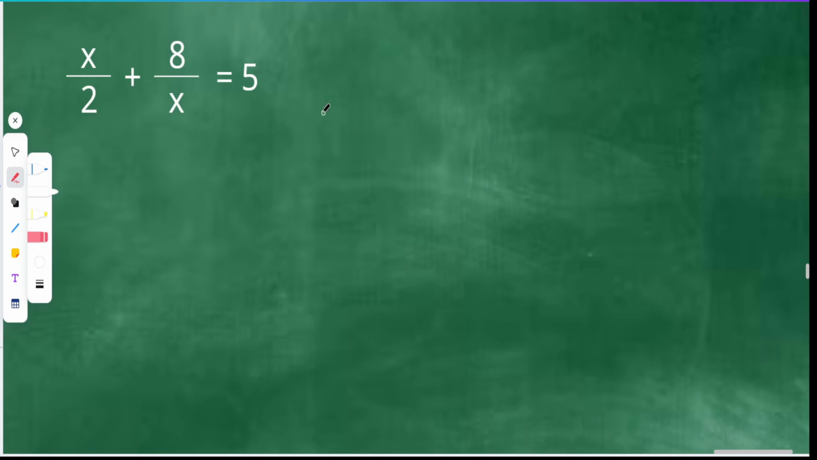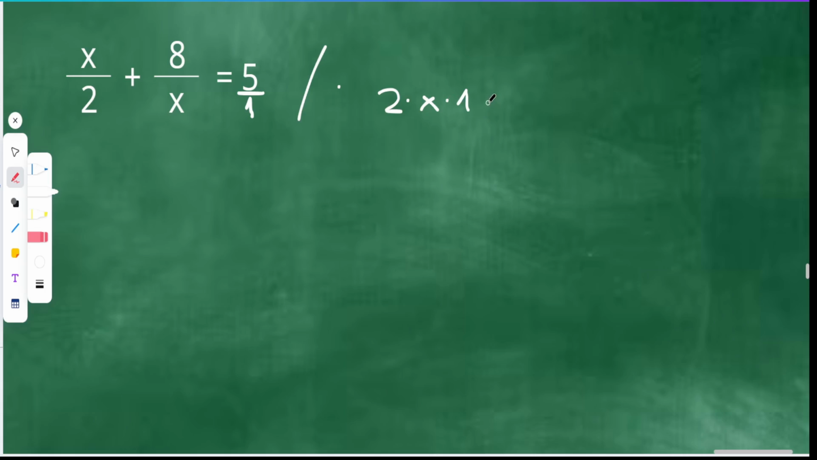I suggest writing this 5 as another fraction. Yes, we have x divided by 2, plus 8 over x equals 5 divided by 1. In this way, we will be able to multiply the equation written in this way, as if it had a common denominator, the common denominator of all these expressions, which is 2 multiplied by x multiplied by 1. And we will do it now.